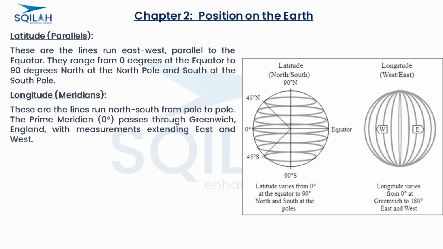Latitude parallels. These are the lines that run east-west, parallel to the equator. They range from 0 degrees at the equator to 90 degrees north at the North Pole and south at the South Pole. Longitude meridians. These are the lines that run north-south from pole to pole. The prime meridian, 0 degrees, passes through Greenwich, England, with measurements extending east and west.